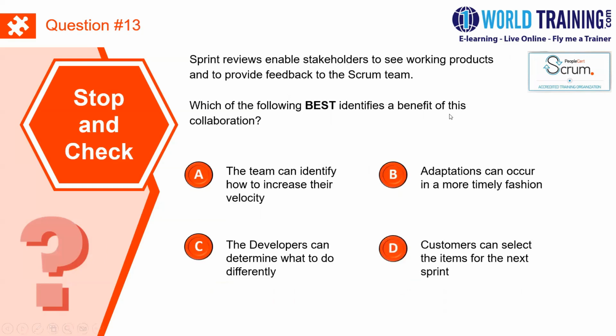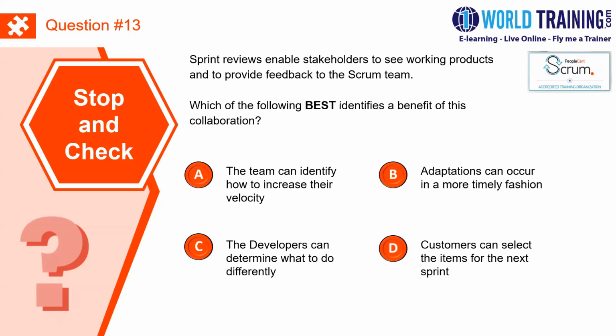Question number 13, let's look at the question. Sprint review enables the stakeholders to see working products and to provide feedback to the Scrum team. Which of the following best identifies a benefit of this collaboration? Option A, team can identify how to increase their velocity. Option B, adaptation can occur in a more timely fashion. Option C, the developers can determine what to do differently. And option D, customers can select the items for the next sprint.